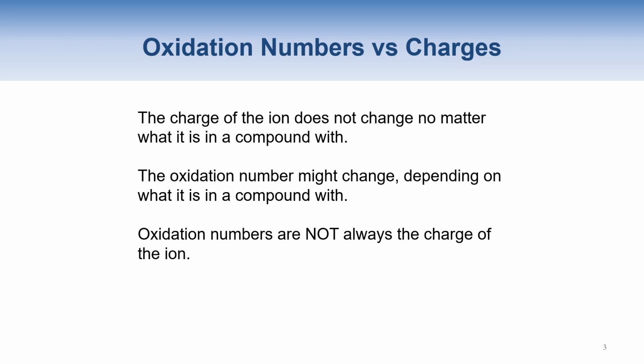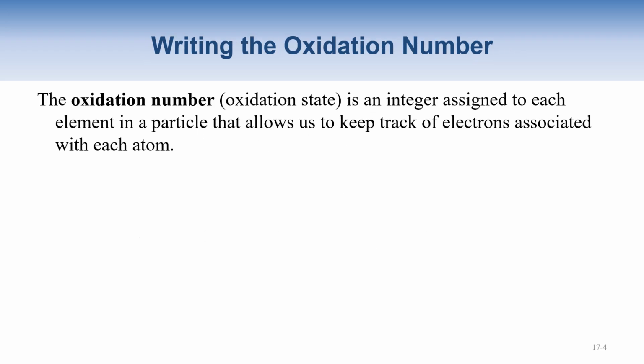Although it's important to be able to determine the charge of ions within molecules, that's not what we're doing with oxidation numbers. The charge of the ion does not change no matter what it is in a compound with, but the oxidation number might change depending on what it is in a compound with. Oxidation numbers are not always the charge of the ion.